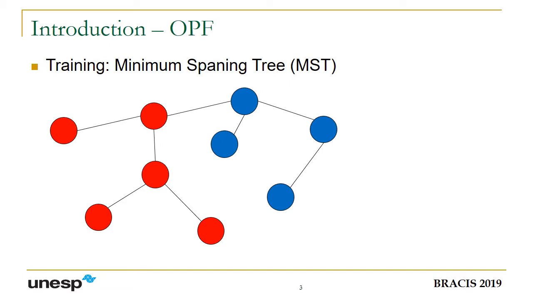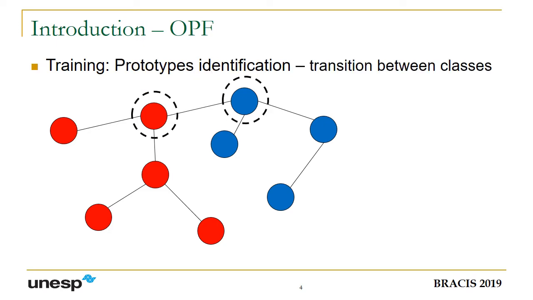The second step is to compute a minimum spanning tree. Here is an example from the complete graph using the distance as weight. We compute here the minimum spanning tree. Now we have to identify some prototypes. In this case, the prototypes are those instances that represent a transition between classes in the spanning tree.